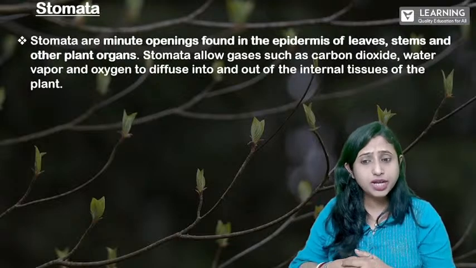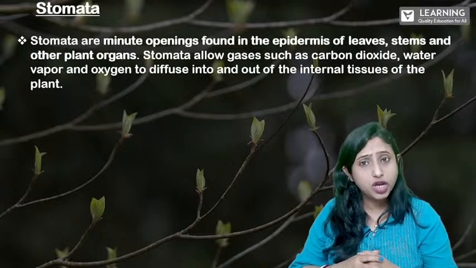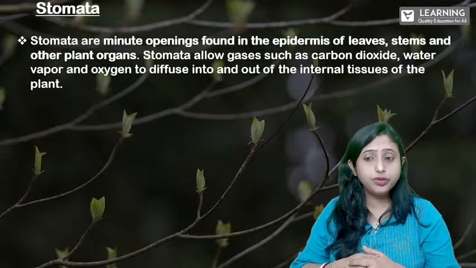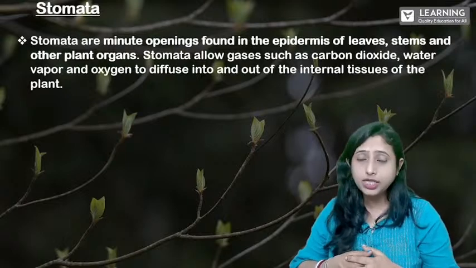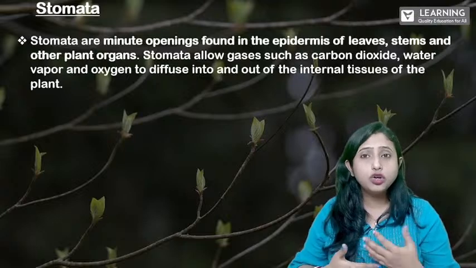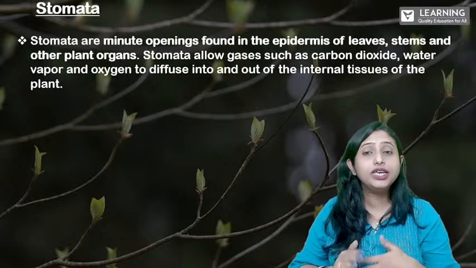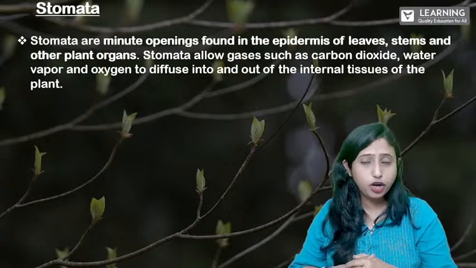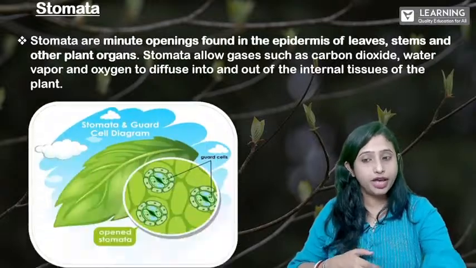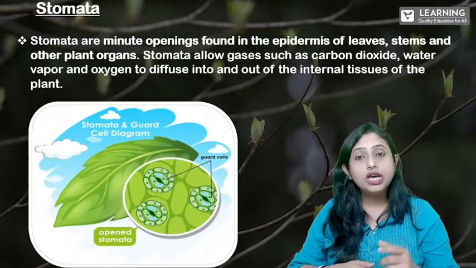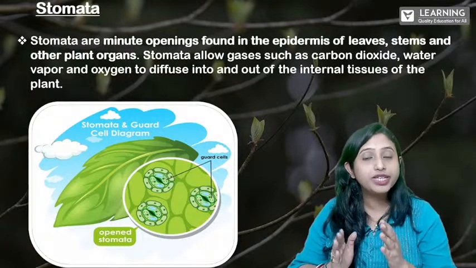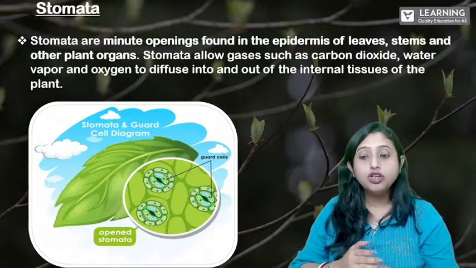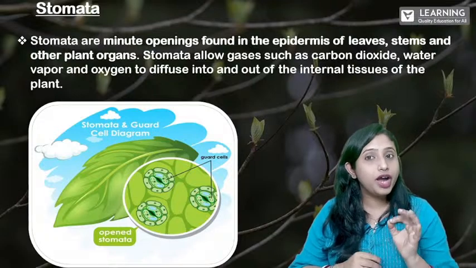So the stomata allow gases such as carbon dioxide, water vapor and oxygen to diffuse in and out of the internal tissues of the plants. So this stomata helps in the gaseous exchange in the case of plants. Now how does it look? You can see in this picture, it has small pores, right? It is present in the leaves. Clear? So in the leaves you will find the stomata.